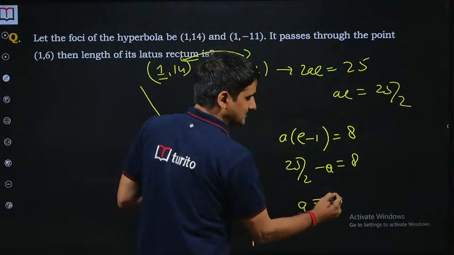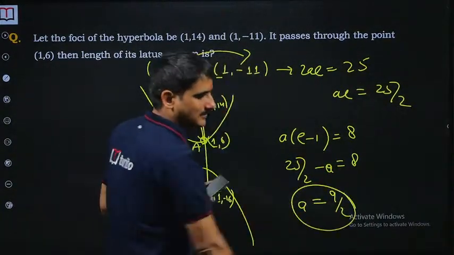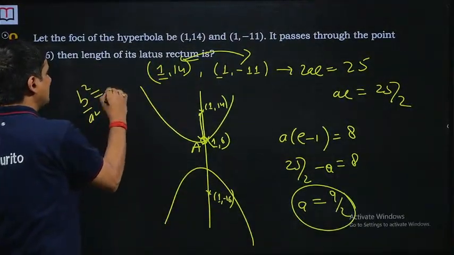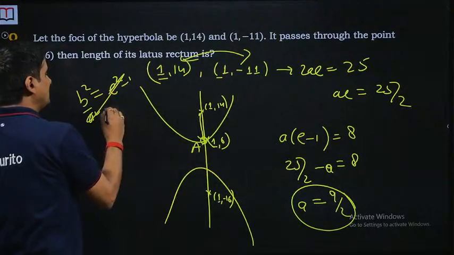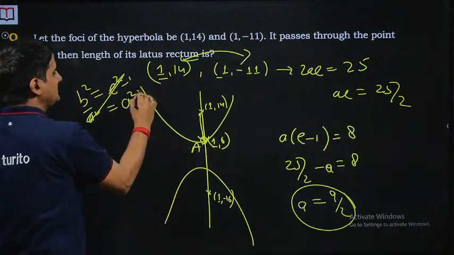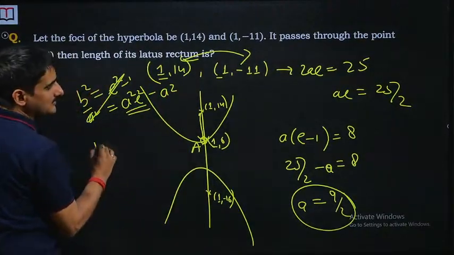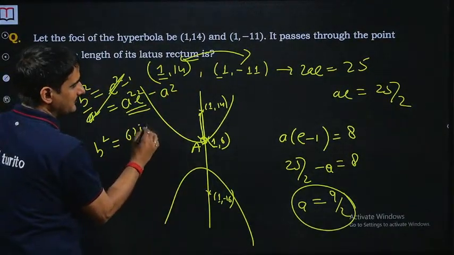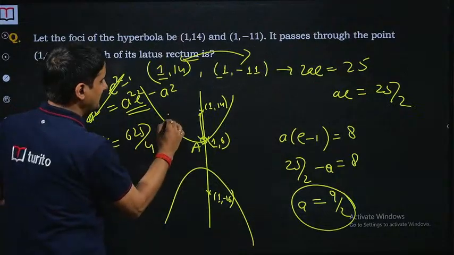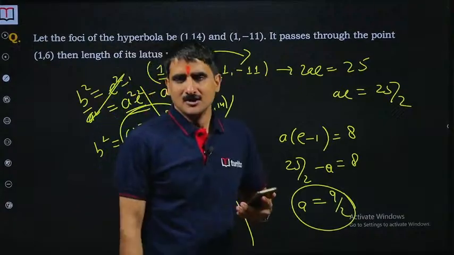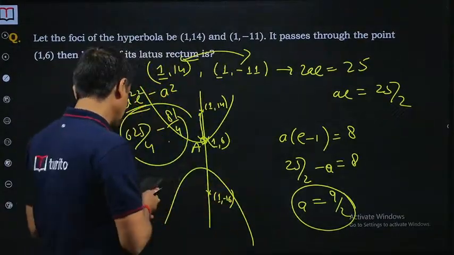So a is 9 by 2. You got a, and then you put the value in b square by a square is equal to e square minus 1, or b square is equal to a square e square minus a square. That's it. So b square is 625 by 4 if I'm not wrong, minus 81 by 4, and then you do it and we get it, bacho. Okay, so for here we will get it.